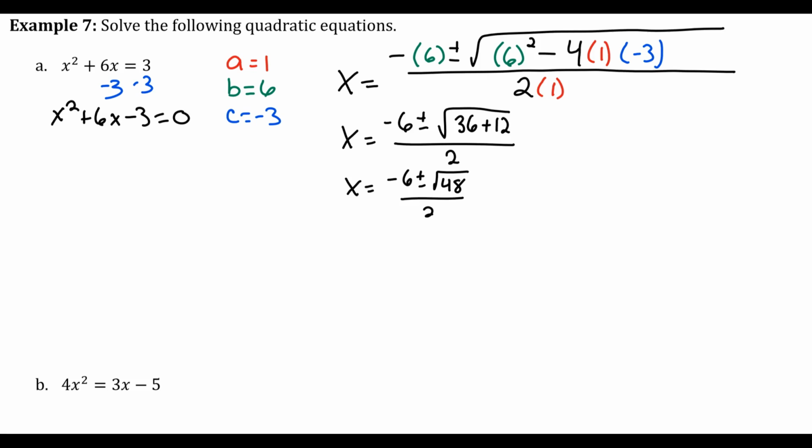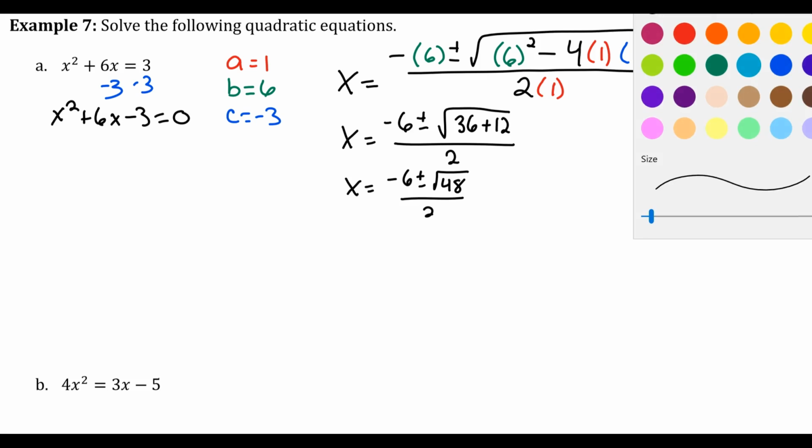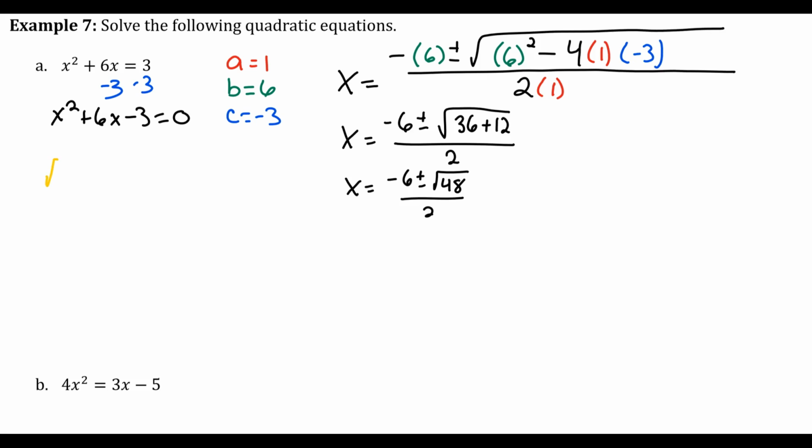And I need to simplify that radical. I can't just leave it there. I also don't want to divide the 48 by the 2 because I can only take care of what is outside the radical. So whenever I divide out 48, if I need to, I can come over here. Square root of 48 is the same thing as 3 times 16. I know the square root of 16 is 4, and then my 3 stays underneath. I still have this plus or minus 6 over 2.